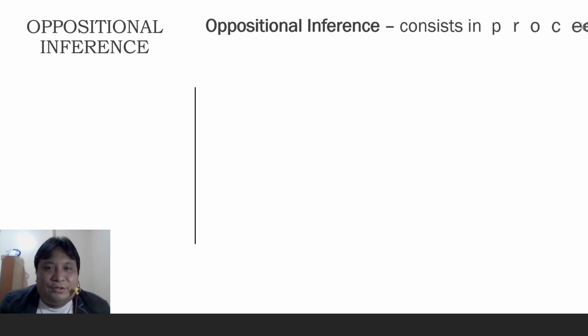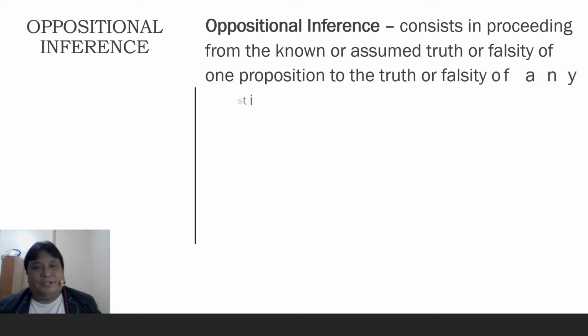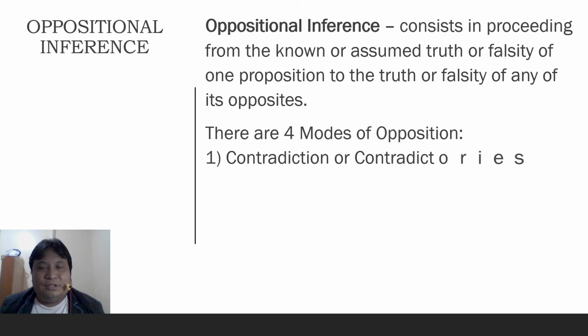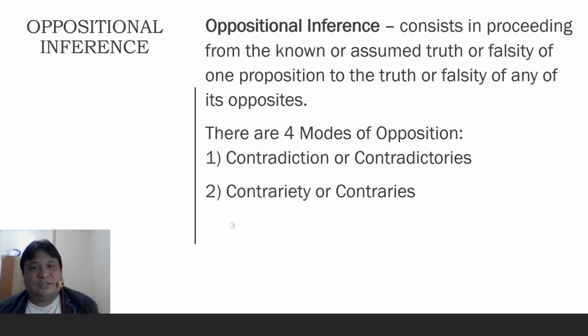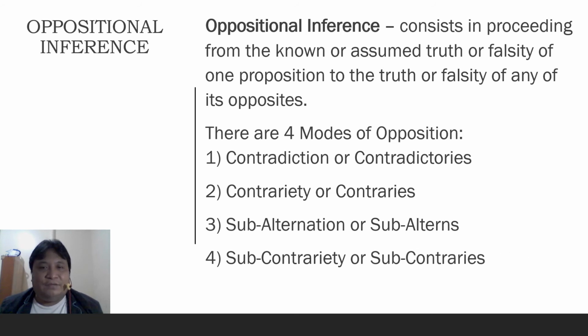Okay, so let's go over now with the oppositional inference. Oppositional inference consists in proceeding from the known or assumed truth or falsity of one proposition to the truth or falsity of any of its opposites. So there are four modes of opposition.